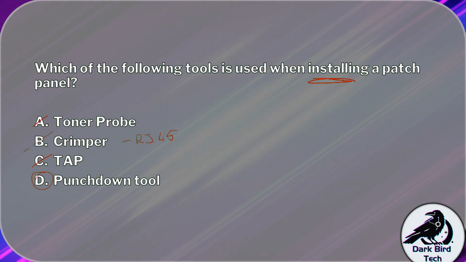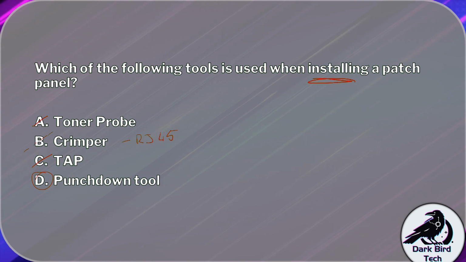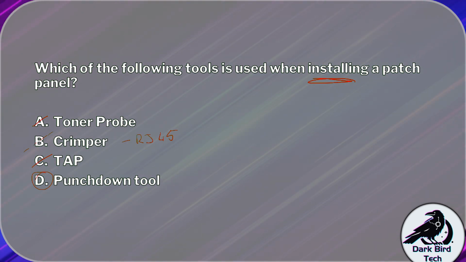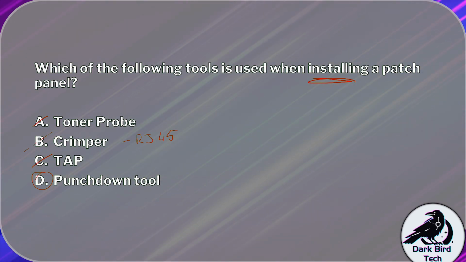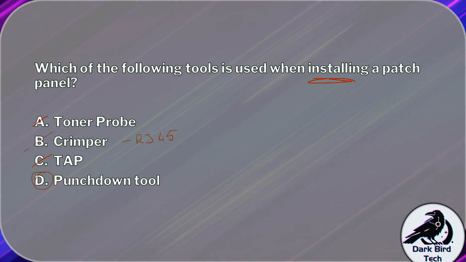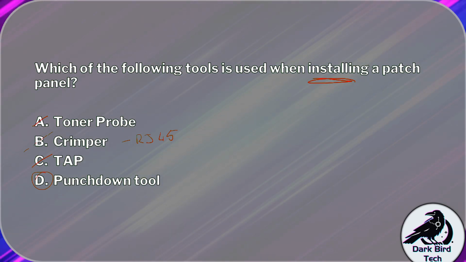Yeah, you might use a crimper then to do the cables you're going to plug into the patch panel, and you might need a toner probe to track and trace if labeling has not been done properly, but you'd more likely have to deal with incorrect labeling on an existing installation, not a new one. So the punch down tool is the better answer here. Not to say you wouldn't have the other three tools nearby, but it's the one you're going to definitely be using to install the cables into the patch panel.